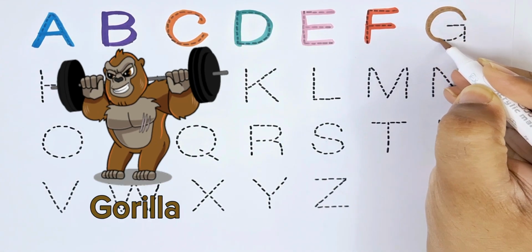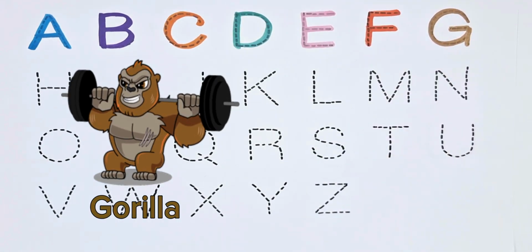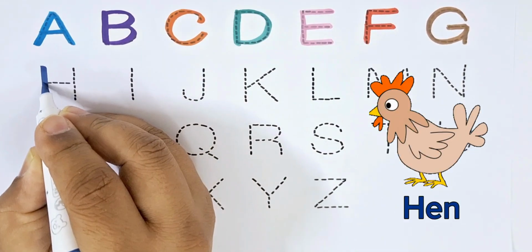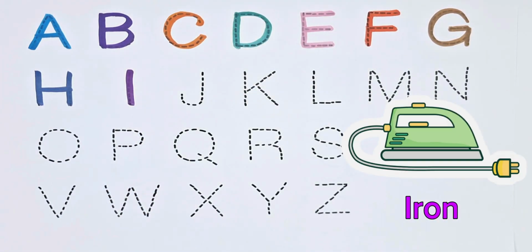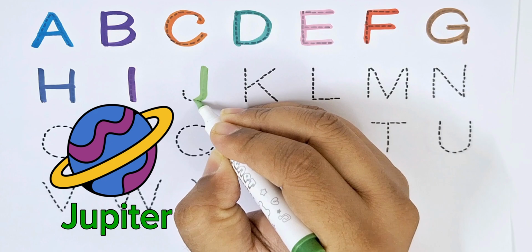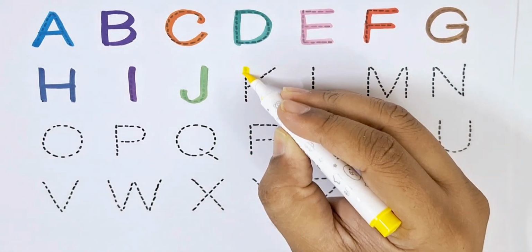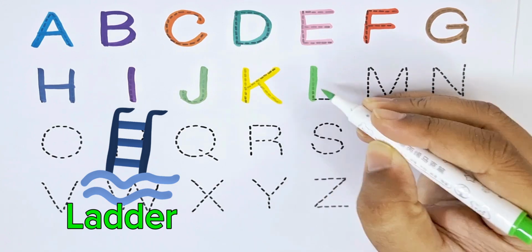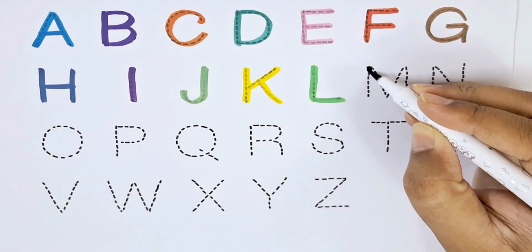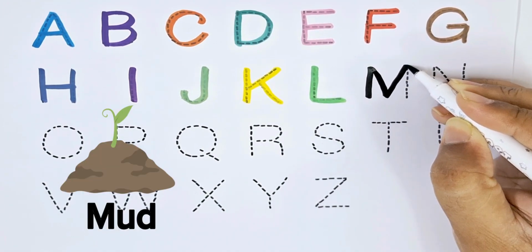G is for gorilla. H is for hen. I is for iron. J is for Jupiter. K is for kangaroo. L is for ladder. M is for mud.